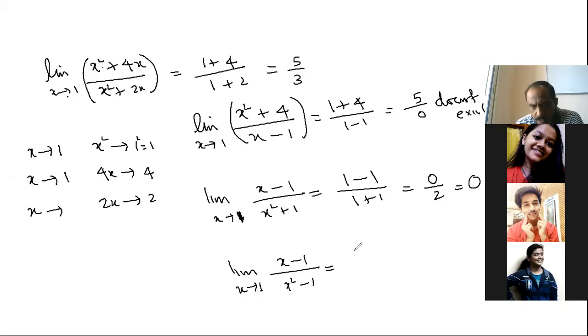When x is approaching 1, this becomes 1 minus 1. This also becomes 1 minus 1. It becomes 0 by 0. There is no number like 0 by 0. Clear? So how will we calculate it? Whenever the limit becomes 0 by 0, there is a method to do the problem.